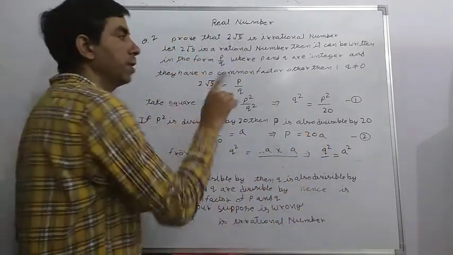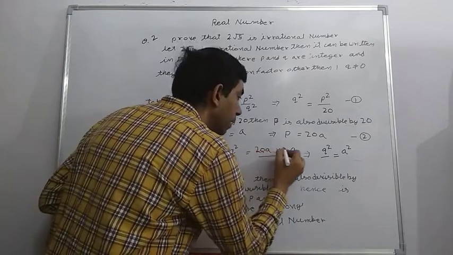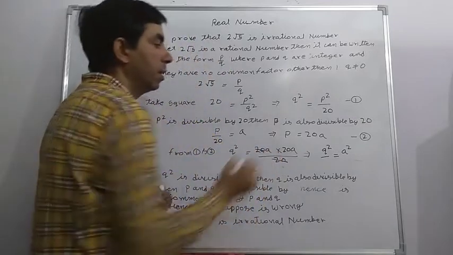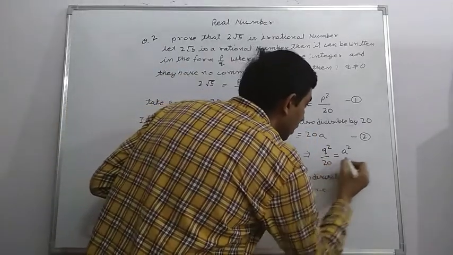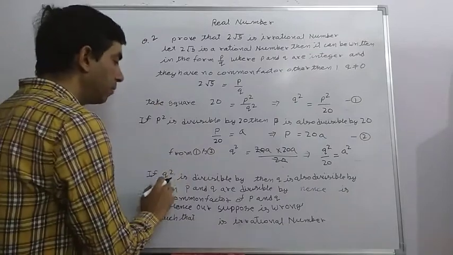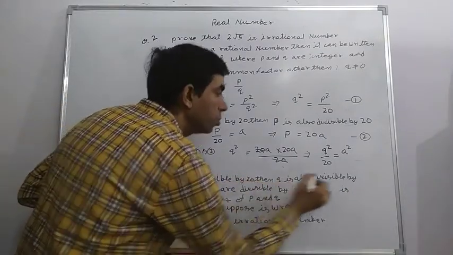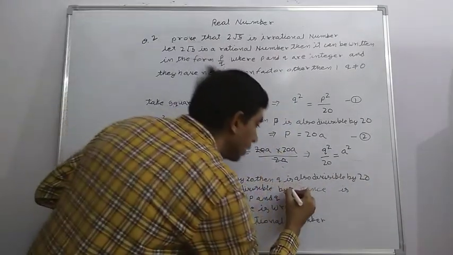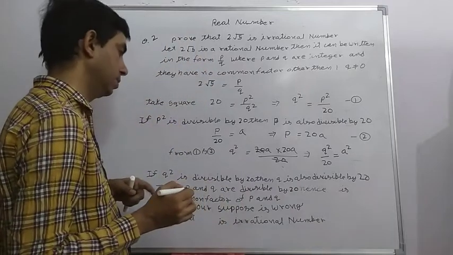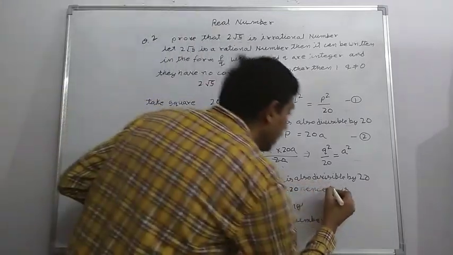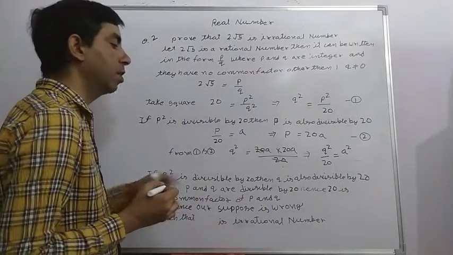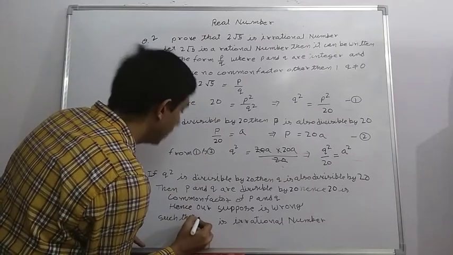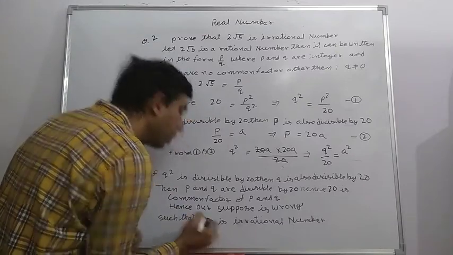We write the value of P in the previous equation, then 20A multiplied by 20A. In the denominator 20, one is cancelled. In the next step, Q square upon 20, A square as it is. If Q square is divisible by 20, then Q is also divisible by 20. Then P and Q are divisible by 20. Hence 20 is a common factor of P and Q. Hence our supposition is wrong, so 2 root 5 is an irrational number.